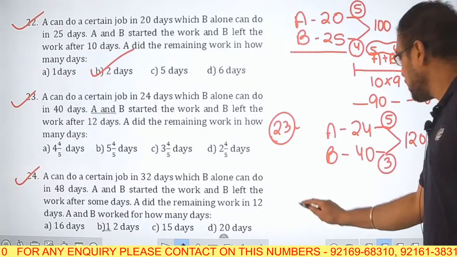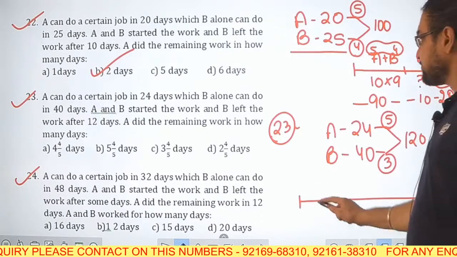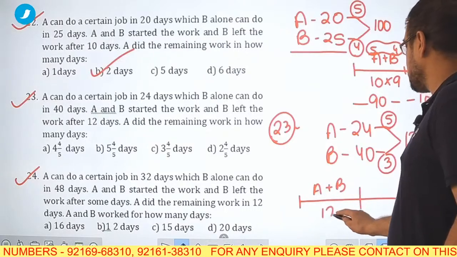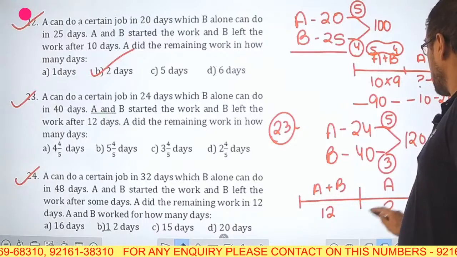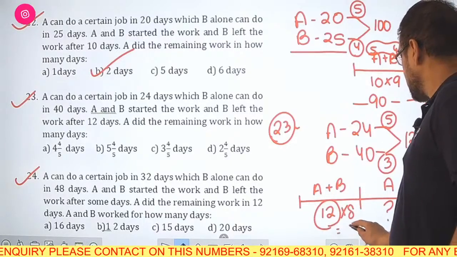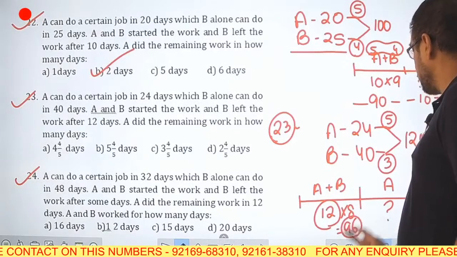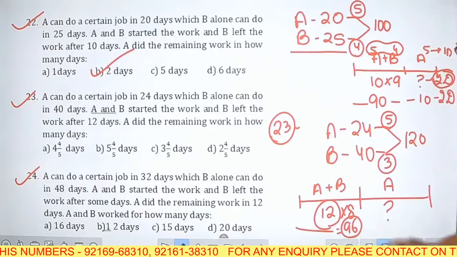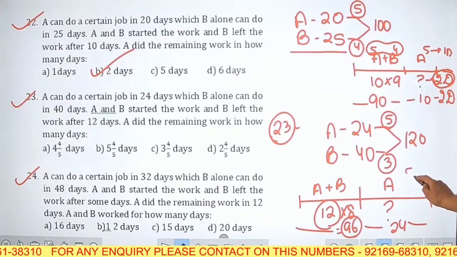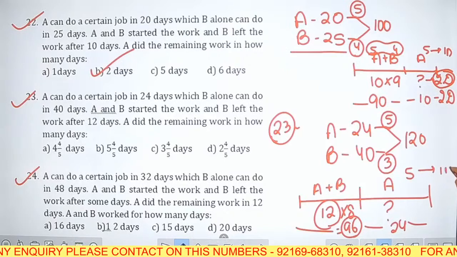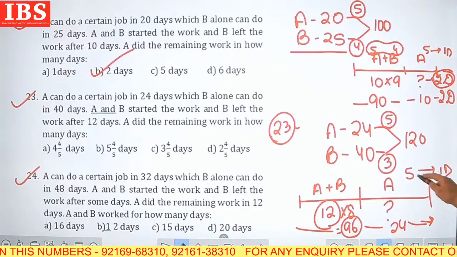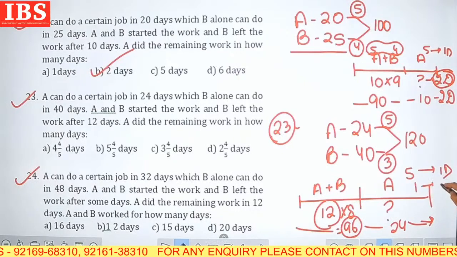Okay, now who all are working? A and B started the work, and after 12 days B left, so A is still working. So in 12 days they will do how much? 12 into 8, that is 96 work they will do. So till here 96 work is done. So remaining is 24. So 24 will be done by A. A does 5 work in 1 day. So 24 will be in how many days?